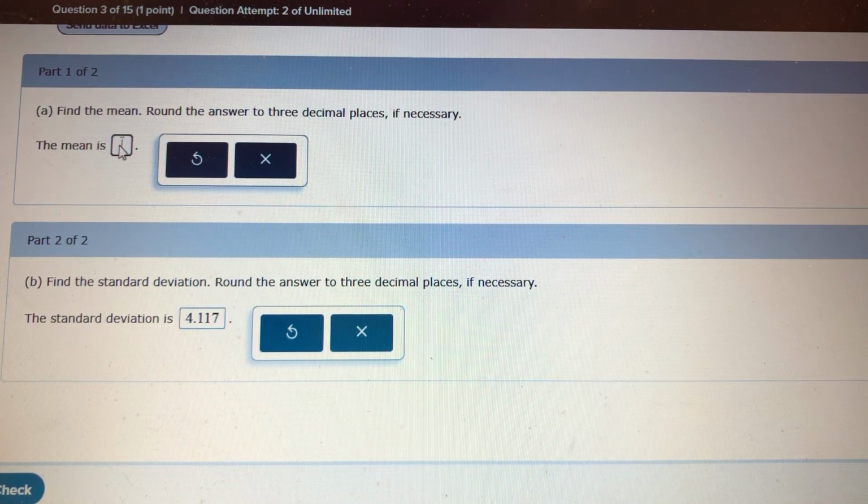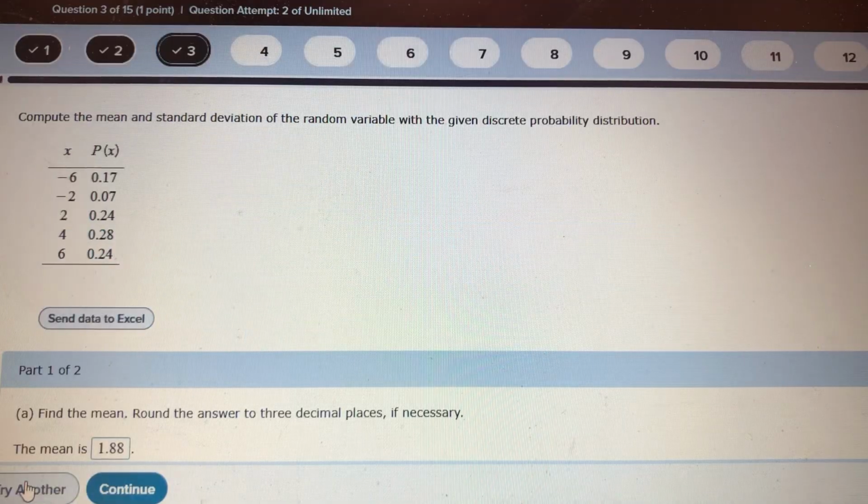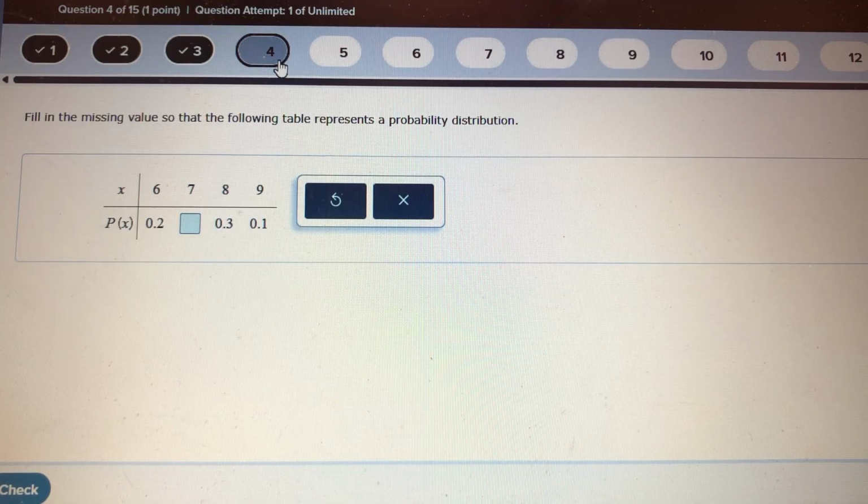And this was 1.88. So then this problem can be really easy if you do that. Or you could do it the slow way if you don't have a graphing calculator. Okay, here's a short problem.